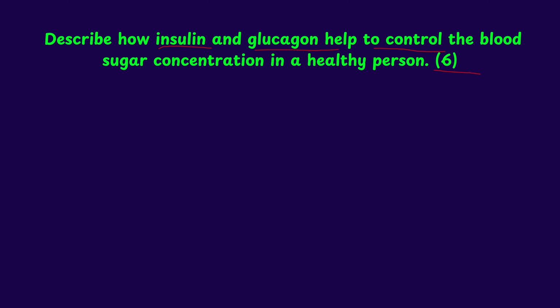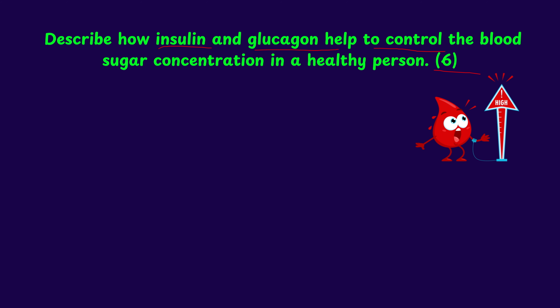So if it goes above because of what you're eating, something needs to happen to bring it back down to normal. And say for example you're fasting, it means that your blood sugar concentration might be lower than normal. Something needs to happen in the body to bring it back up to normal. So let us look at the points.